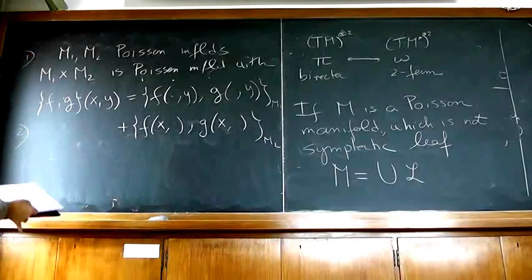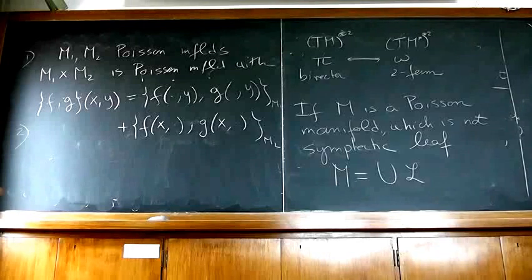The second thing I want to say is what is a Poisson map?